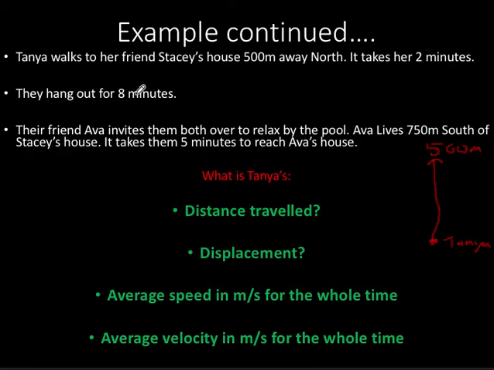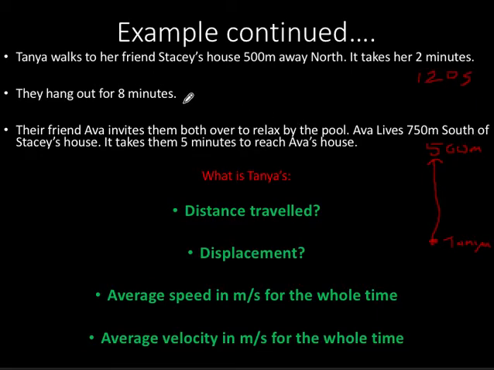I've got 8 minutes and 5 minutes. Now we've got minutes and meters, which is not ideal. We want meters and seconds. So let's go ahead and convert this from minutes into seconds. 2 minutes equals 120 seconds, 2 times 60, and 60 seconds is 1 minute. So 2 minutes is 120 seconds.